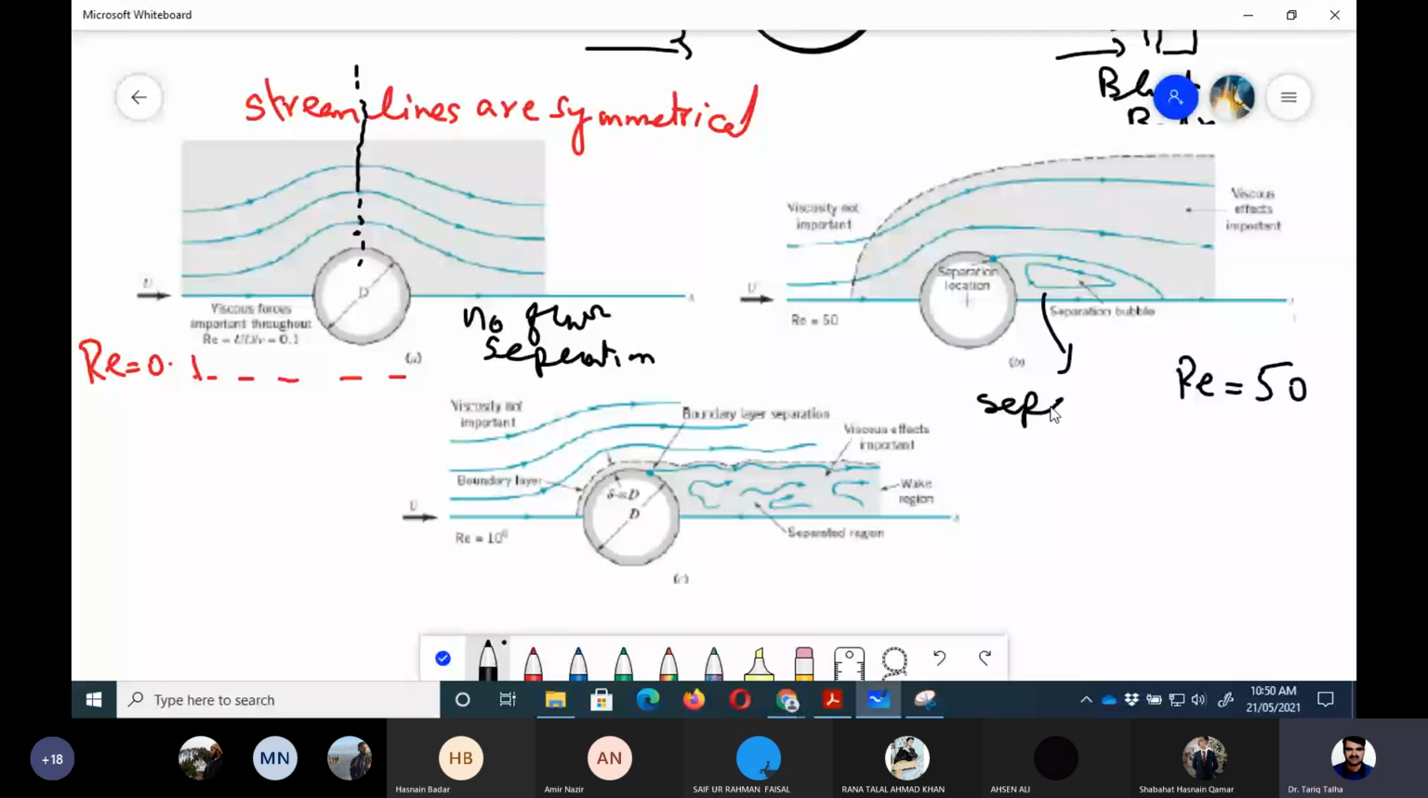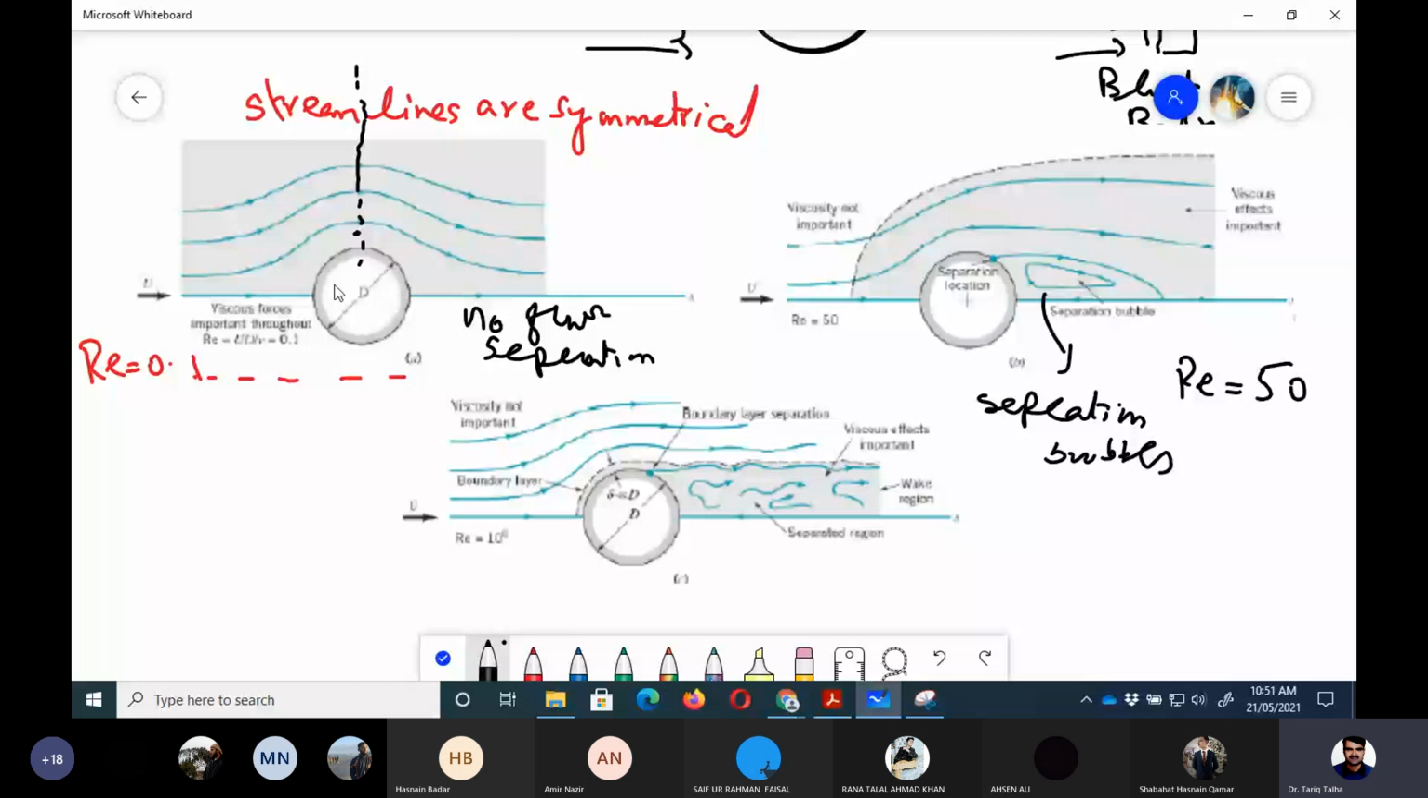Separation bubble means there is a fixed region in the downstream area where the flow has been separated from the surface of the cylinder. In the earlier case, there wouldn't be much pressure drag, because the pressure on the front would be almost the same as on the back side, maybe a little less. But the friction drag component would be very high because the flow is attached at the surface, so shear forces would be higher.